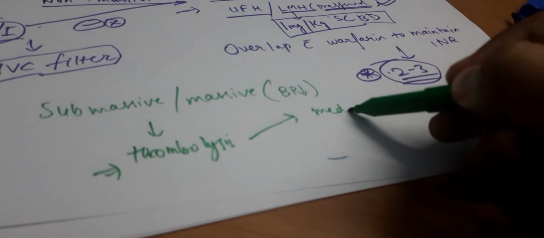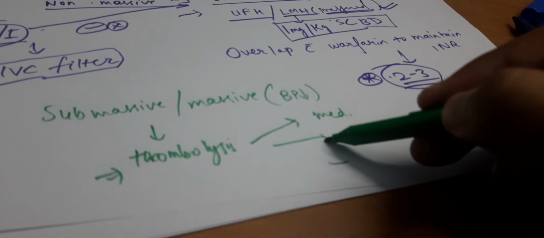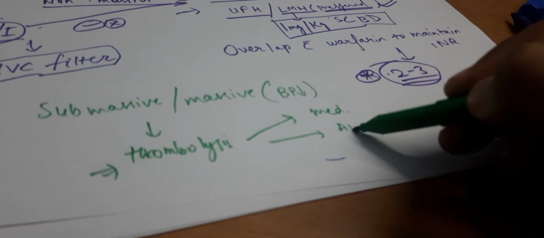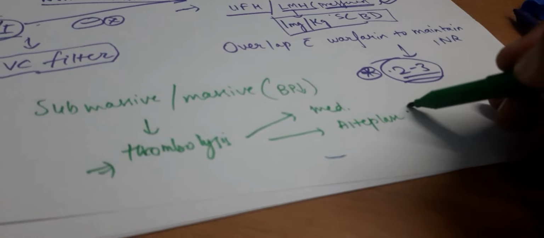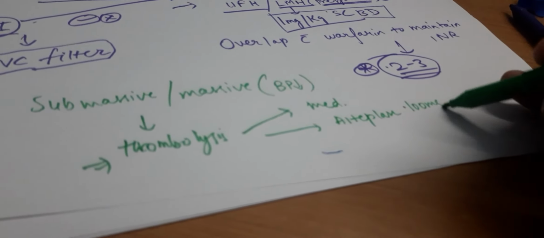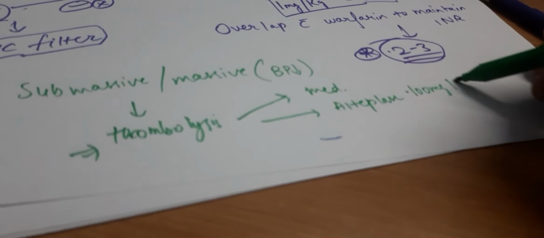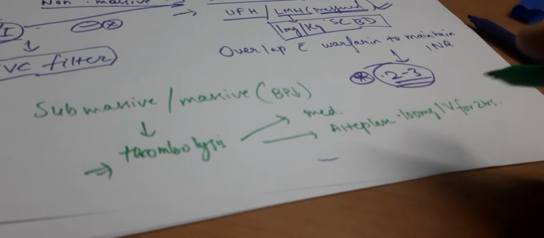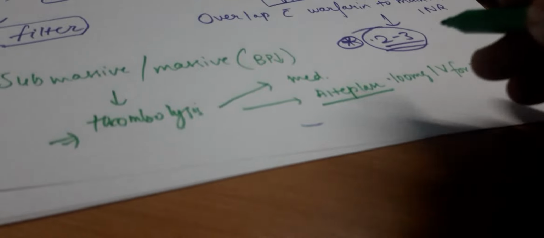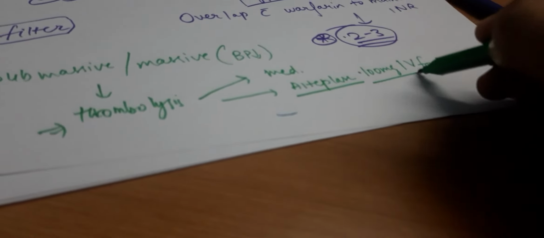There is medical thrombolysis, and how will you do the medical thrombolysis? We'll give tPA, 100 mg IV for 2 hours. So you have to give tPA, which will be 100 mg IV.